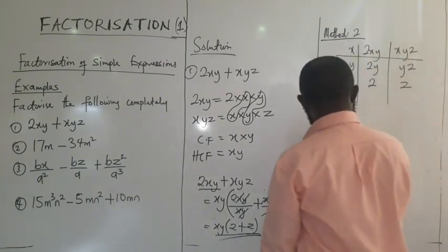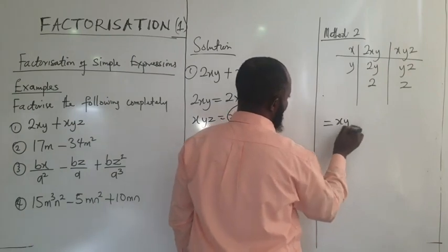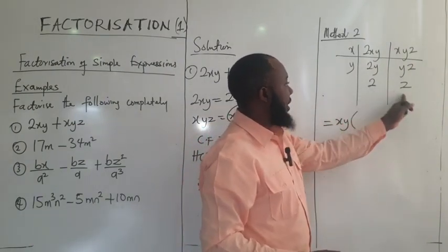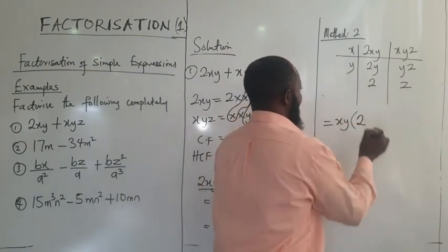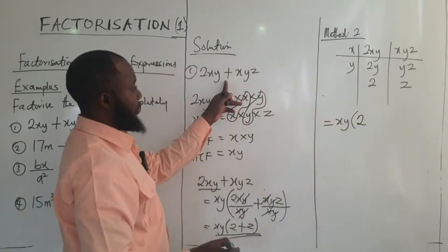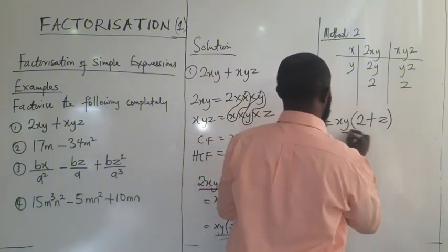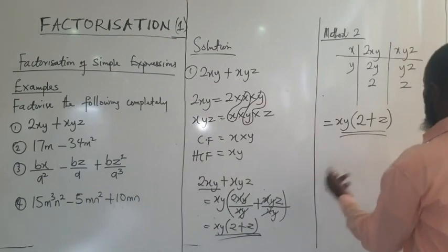So what you're going to do is just put your xy here, open a bracket. What you have left here, that nothing can go again, which is 2. Then what we have between the two terms is plus. Then what you have left is z. Straightforward. You can see we have the same answer here, right?